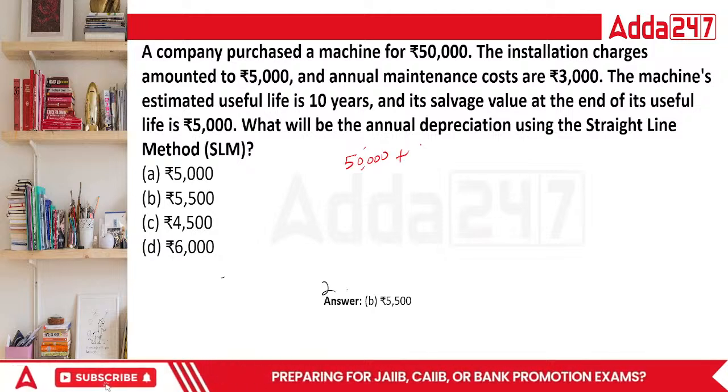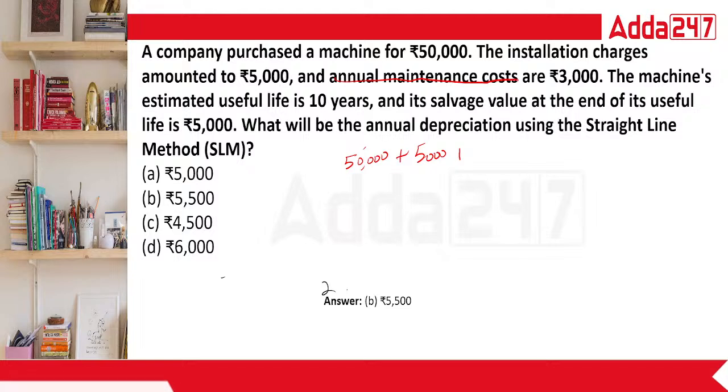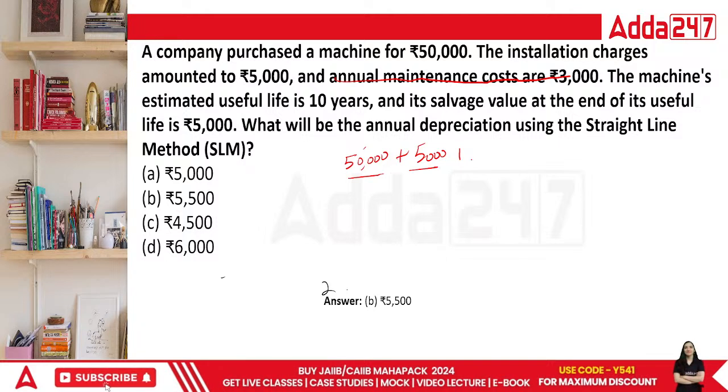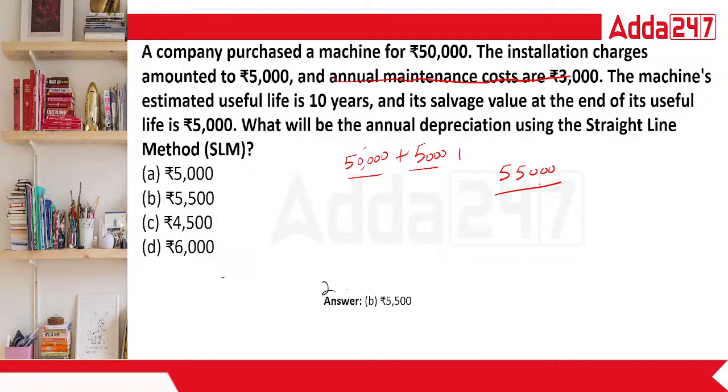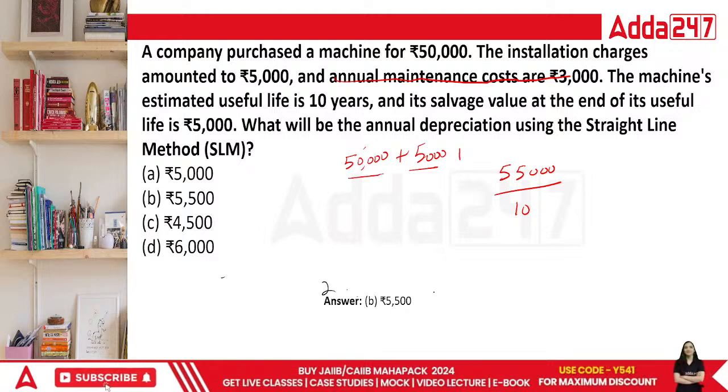Your annual cost was 5,000. Installation charges are a part of it. Maintenance cost is not a part of it. This is your revenue expenditure, everyone. The machine useful life is for 50,000 plus 5,000. That means the overall cost is 55,000. 55,000 divided by the life, which is 10 years, and then divide it uniformly.